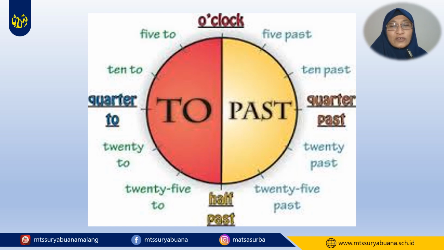Similarly, when it's on number 2, because there are 2 numbers after 12, we read this as 10 past. So past here is when the big hand is on the yellow sections. And when the big hand is on the red section, we read this as to.